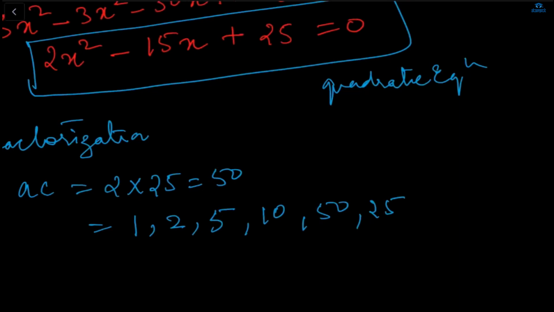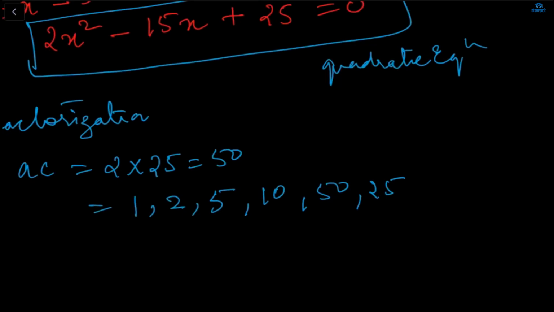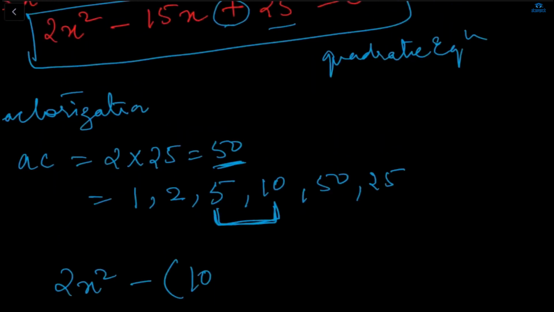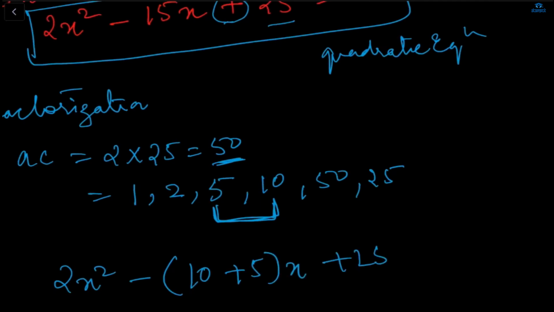So how can you split this middle term? In such a way that the multiplication should give 50 and the addition should give you 15. Sorry, I was seeing here that multiplication should give you 50. So 5 and 10, because 5 tens are 50, and if you add them, you get 15. So 2x squared minus 10x minus 5x plus 25 is equal to 0.